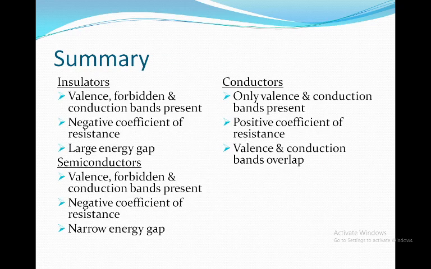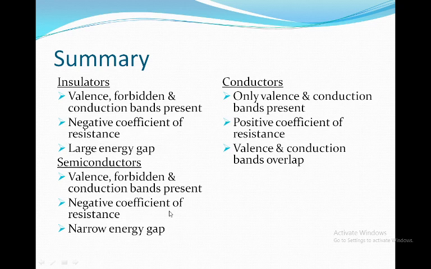So summarily, we see that the three materials are as we see them here. The valence band, the forbidden band, and the conduction band are present in the insulator, and they have a negative coefficient of resistance. This means with an increase in temperature their resistance falls, and the energy gap is large. Semiconductor has all three bands too, but the energy gap here is narrow, meaning little energy as compared to the insulator is needed before they start conducting.